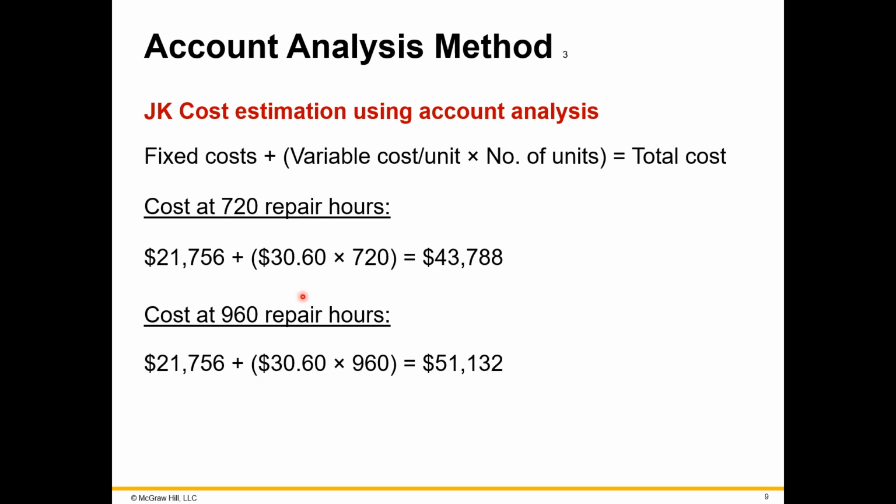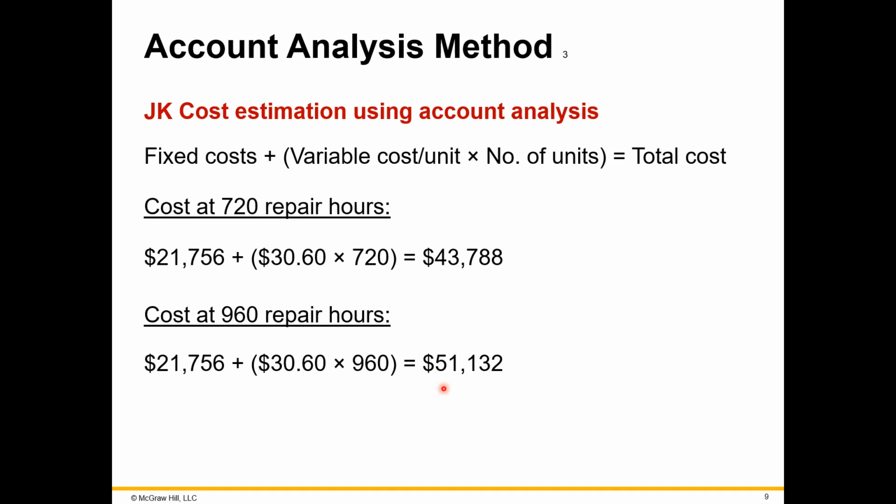So here it's saying that if we were doing a job that required 960 repair hours, then we just plug in 960 here in the formula, multiply that by the $30.60 variable cost per unit, add it to the fixed cost, $21,756, and so our total cost would be estimated at $51,132. So we just break down the numbers into the components that we need, and then we can plug in the numbers accordingly into the formula.